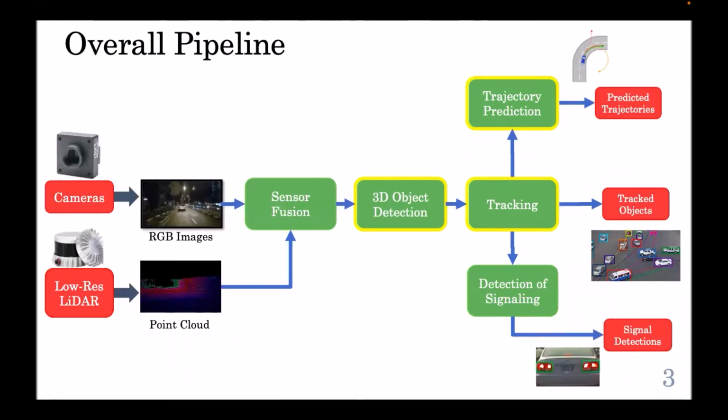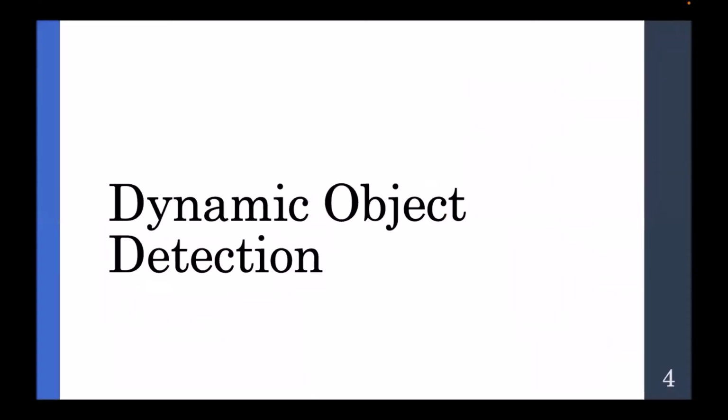The camera images and low-resolution LiDAR point clouds are merged using sensor fusion, and a dense point cloud is input into the 3D object detection algorithm. The detection outputs are then input into the tracking algorithm, where a unique ID is given to each detected object throughout frames. Outputs of the tracking algorithm are used for signal detection and trajectory prediction. We will now go through each section of the pipeline.